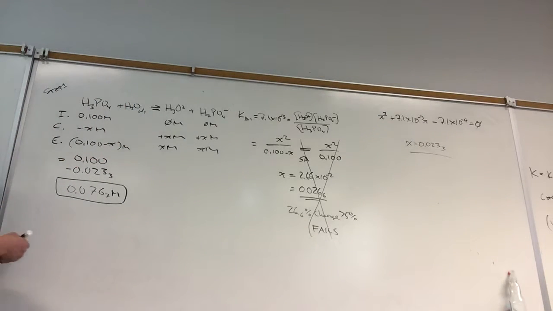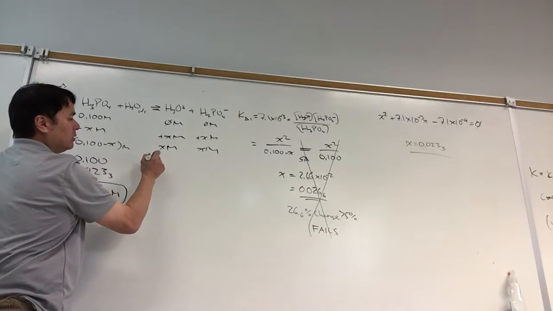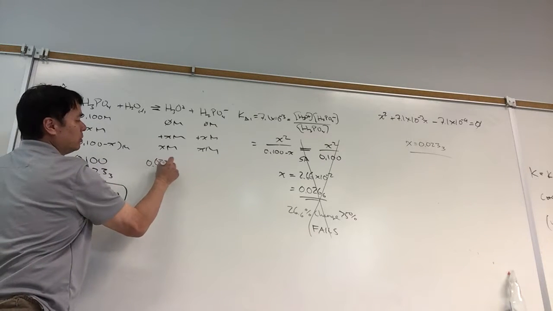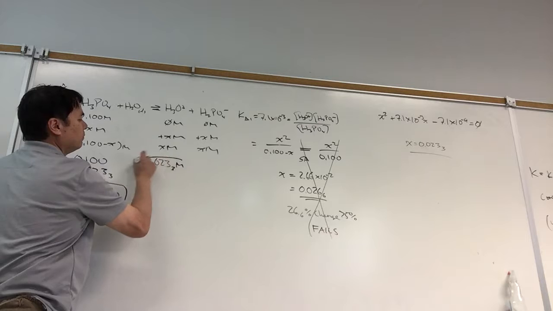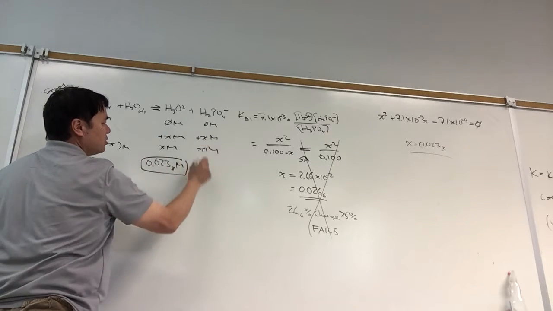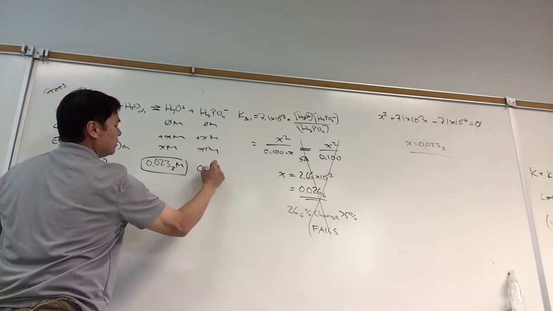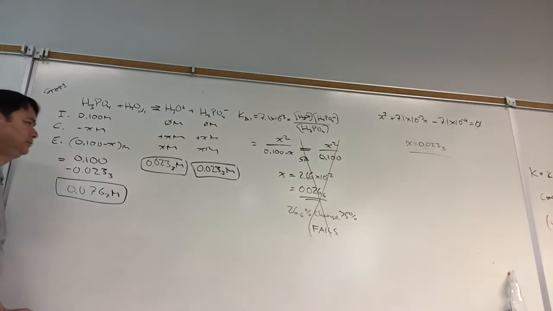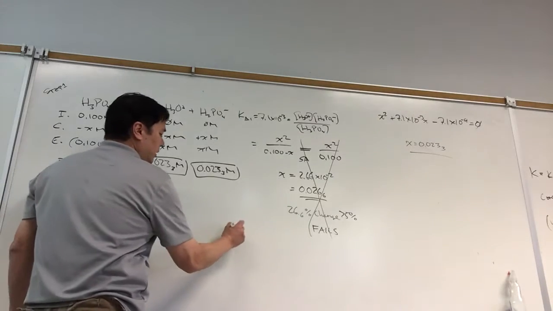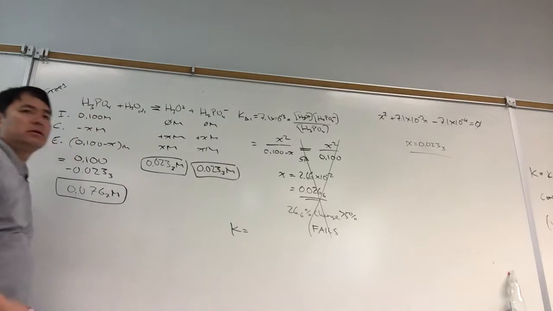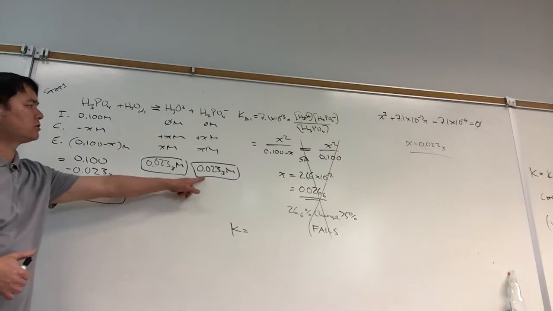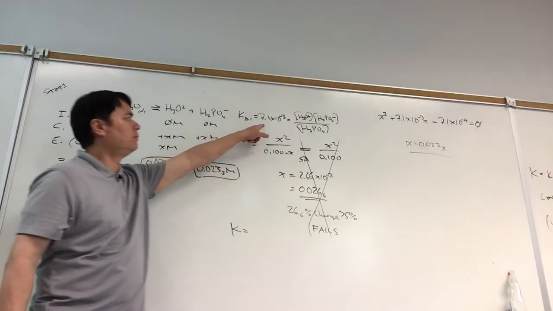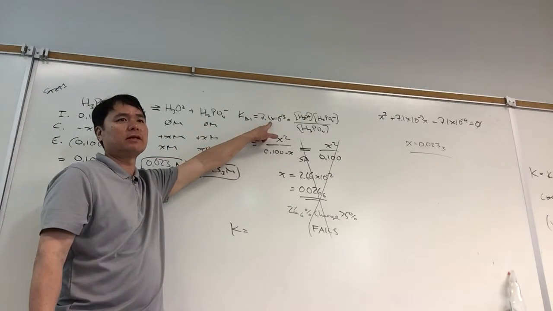All right, so the hydronium over here is going to come out to 0.0233 molar. And the dihydrogen phosphate is going to come out to 0.0233 molar. And then what we'll do is double check our K to make sure we didn't make any errors. The double check is we'll take these concentrations and make sure that they multiply out to 7.1 times 10 to the minus 3.